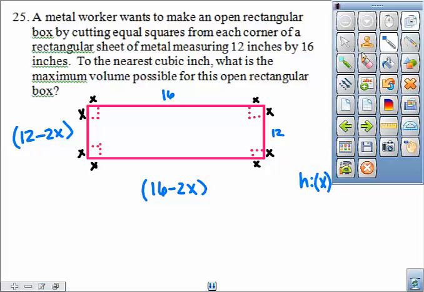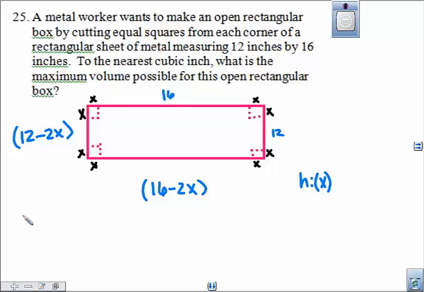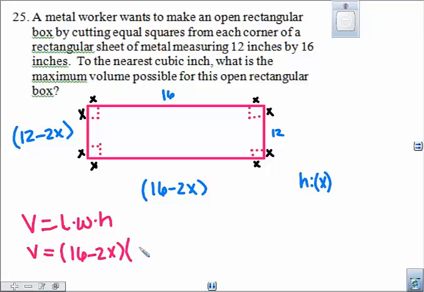So the volume of a rectangular prism is length times width times height. Our length is 16 minus 2x, width is 12 minus 2x, and height is x. So here's our equation, and we want to find the maximum volume. If you look at this as y, we want our highest y value for this equation. So you're going to go into your calculator and type this in.